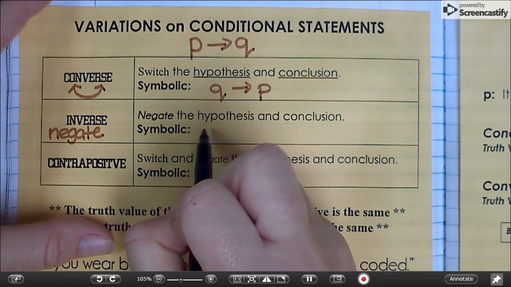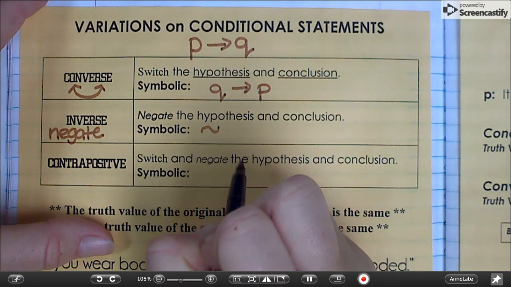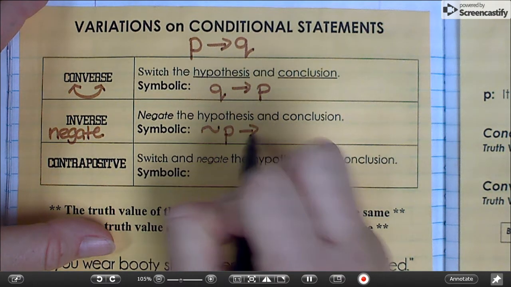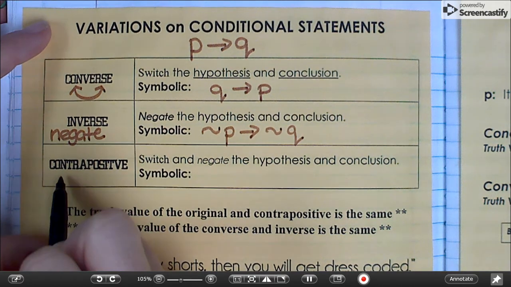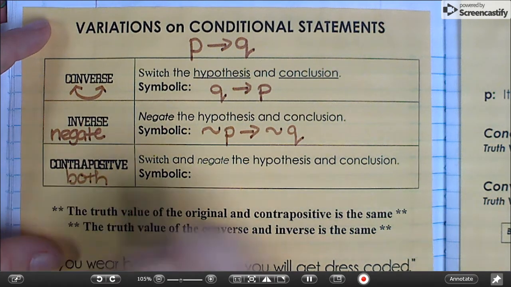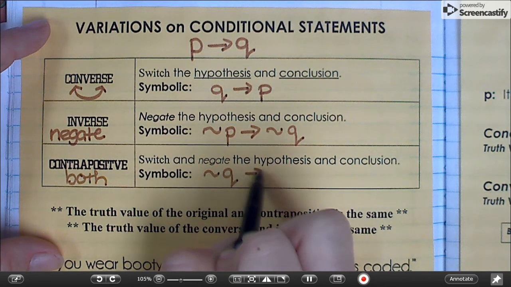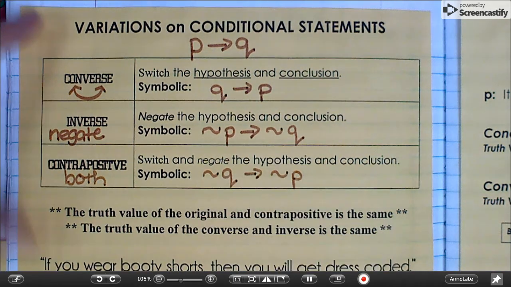Okay, so we use this symbol to mean not. If not P, then not Q. And the contrapositive does both. It makes it negative, and it switches the hypothesis and conclusion.